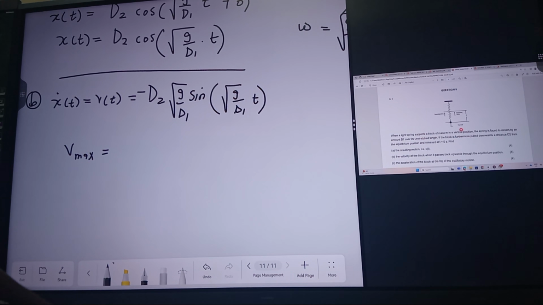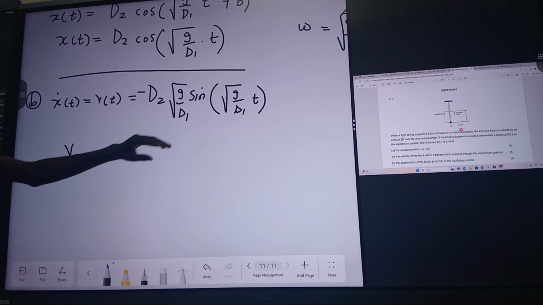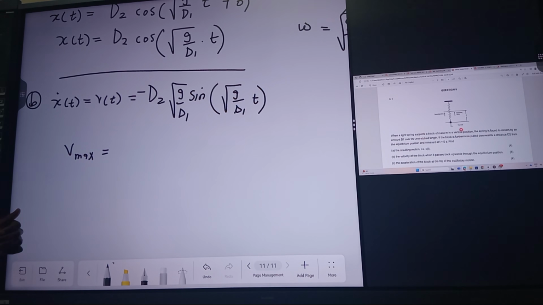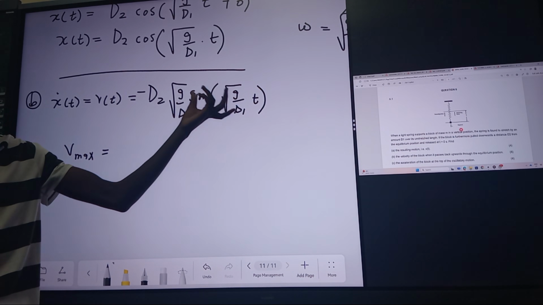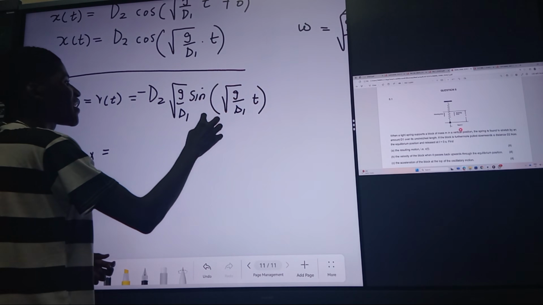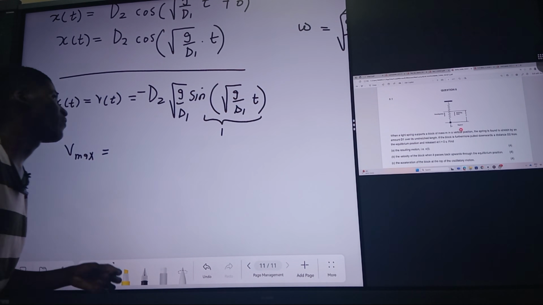Reason being, you know that the sine function reaches its maximum value when it is at an amplitude of 1. So that's the maximum that you can ever get from this function. So for this to be maximum, we need this to be at least 1 or negative 1.